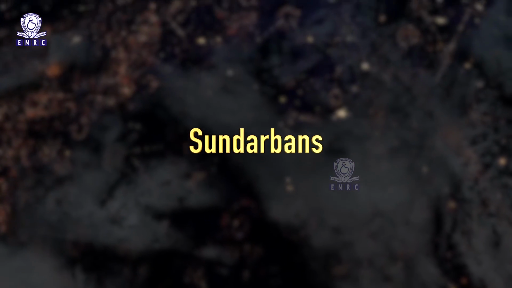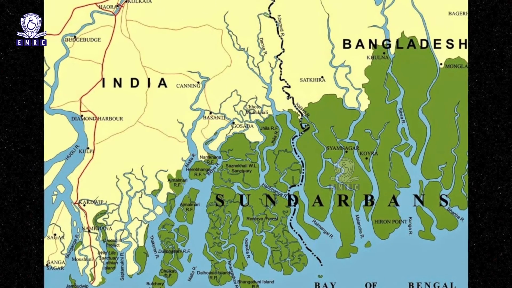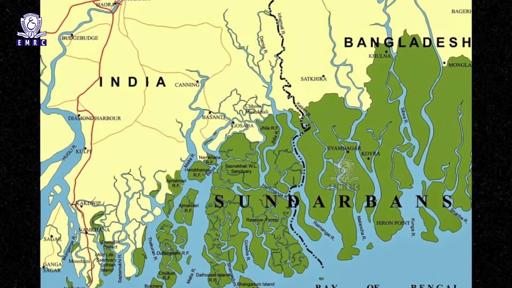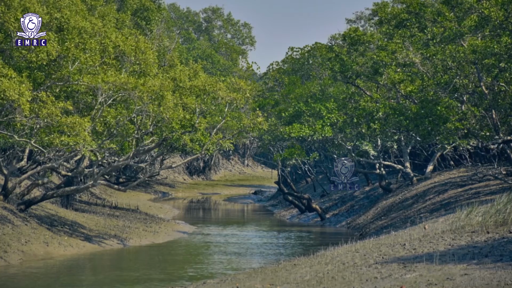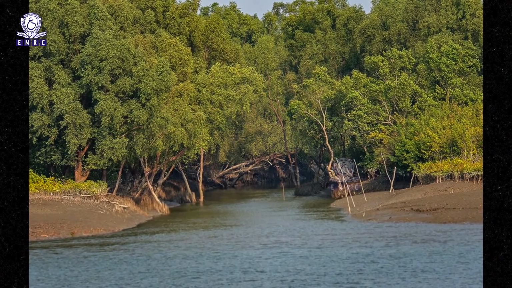Sundarbans. The largest mangrove swamp in the world, the Sundarbans or the beautiful forest, gets its name from the Sundari tree, which grows well in the marshland. It is home to the royal tiger and crocodiles.